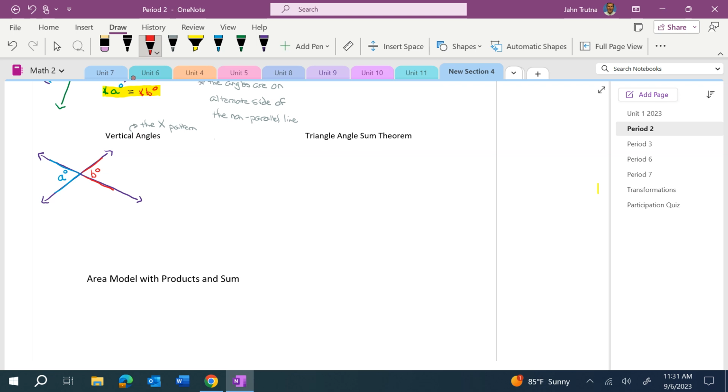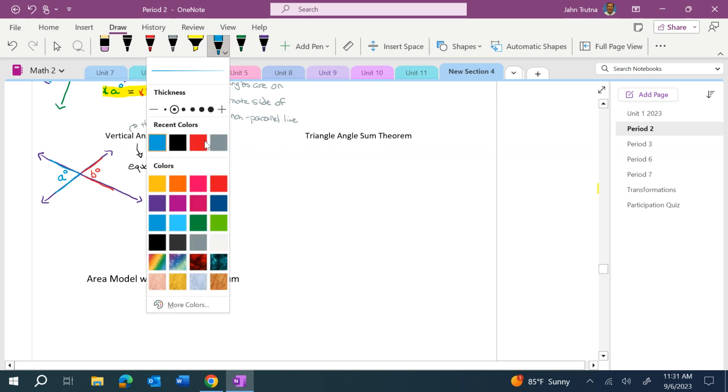So vertical angles, and there's a couple things that I want you to remember about vertical angles. Vertical angles are equal to each other. So whenever you get a situation where you go, oh, I've got that X pattern, and you've got two angles that are across from each other, like angle A and angle B in this diagram, those angles are what are called vertical angles. And that means that those two angles are going to be equal to each other.